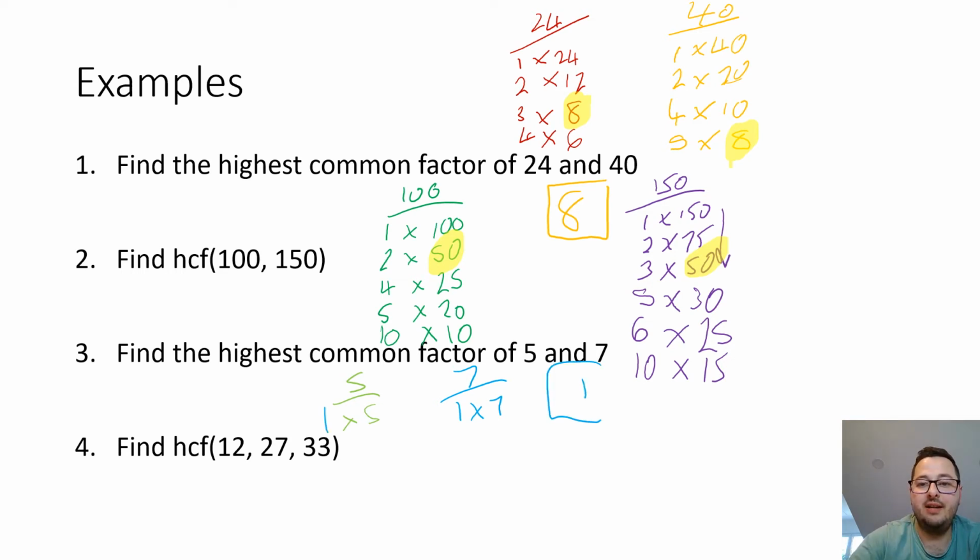So let's write that down and circle it. And that was 50, wasn't it? There we go. Okay. And then number 4, we've got 3 numbers, but it's exactly the same idea.